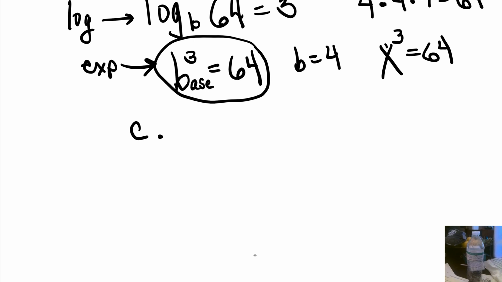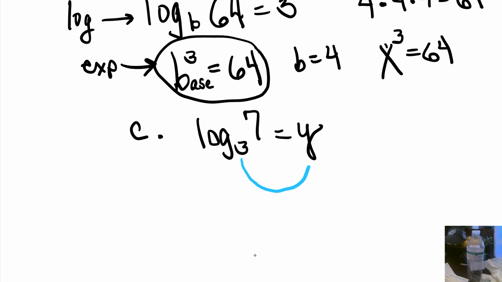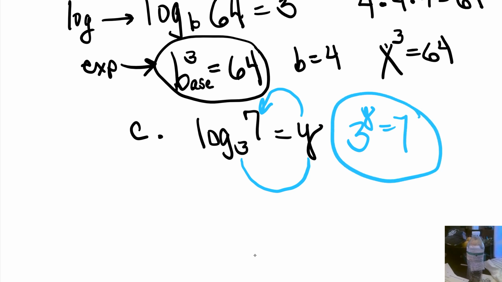And then C. In this case, they're giving you log base 3 of 7 is equal to y. So again, remember the pattern. It's that base 3 raised to that y is equal to 7. So that's going to be a really weird number. It's going to have tons of decimals. So in exponential form, I'm going to write 3 to the y is equal to 7. Again, this is where we stop. That's the answer. I'm just taking you to the next level where you're evaluating it.